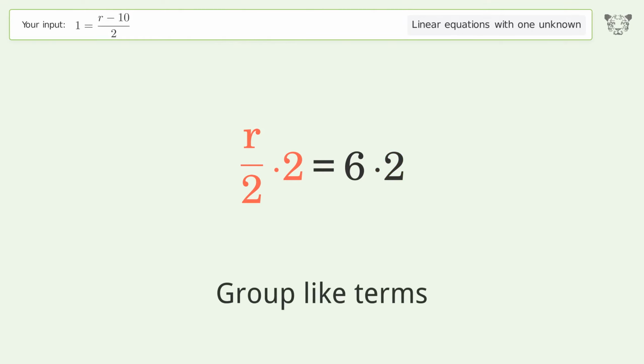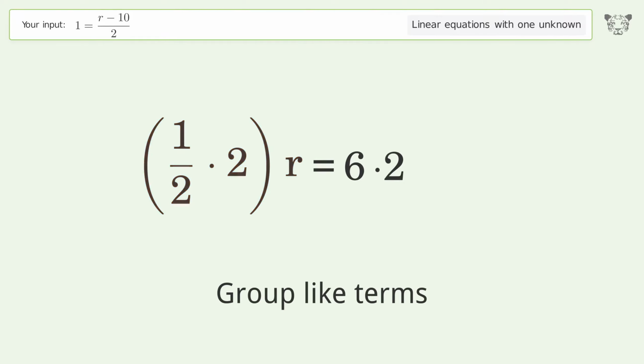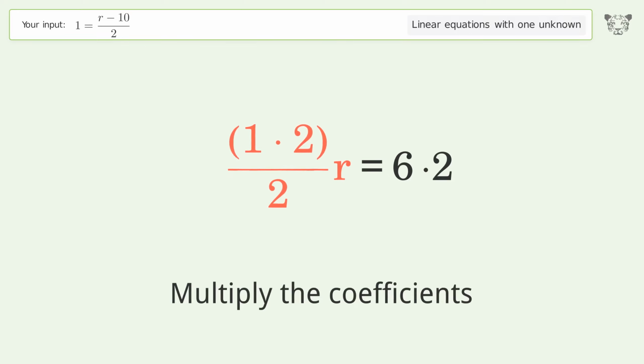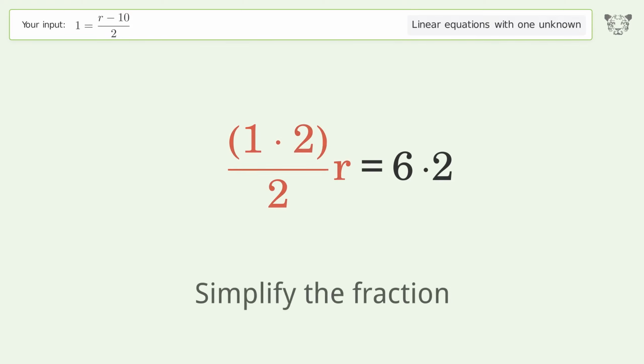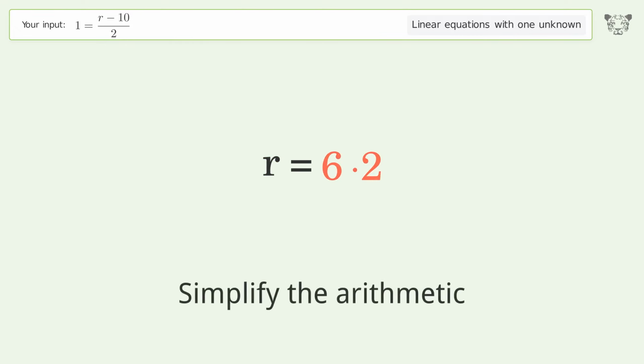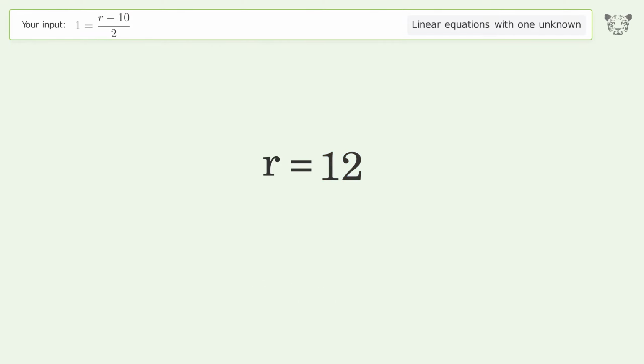Group like terms. Multiply the coefficients. Simplify the fraction. Simplify the arithmetic. And so the final result is r equals 12.